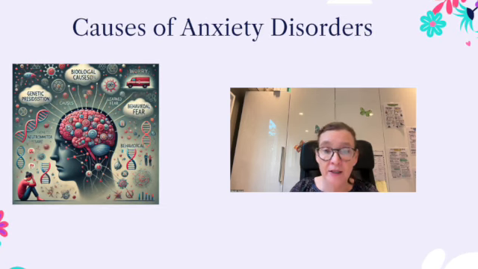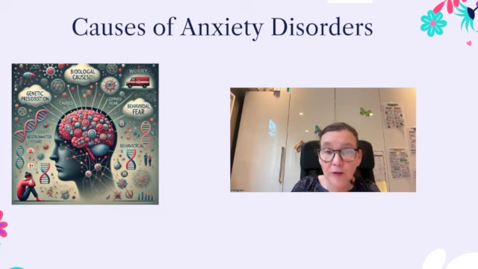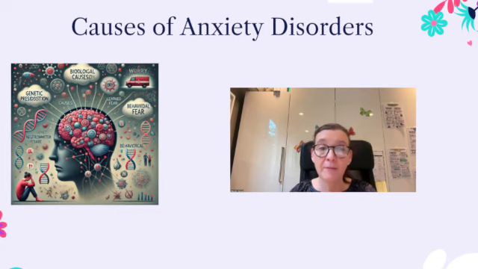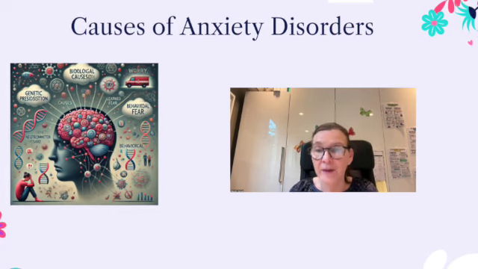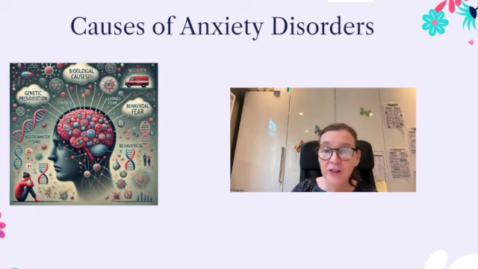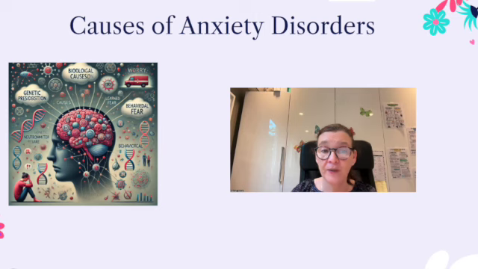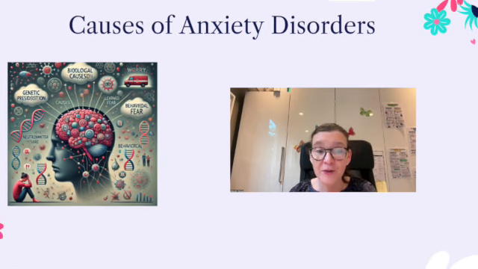Learned associations. If someone had a panic attack in a crowded mall, they may start associating malls with fear and then avoid them. That's classical conditioning. Observational learning. If a child watches a parent react with extreme fear to something like spiders or public speaking, they may learn that fear also.